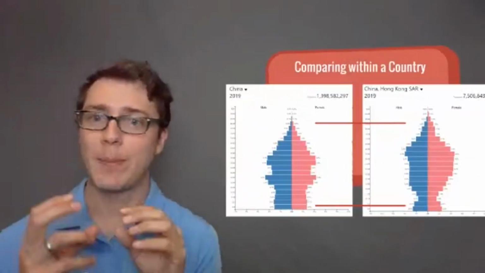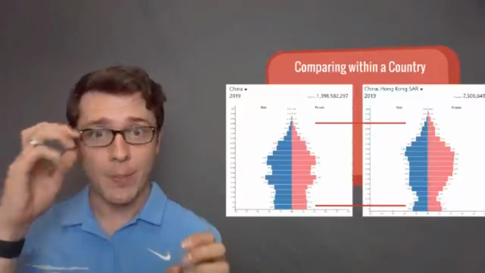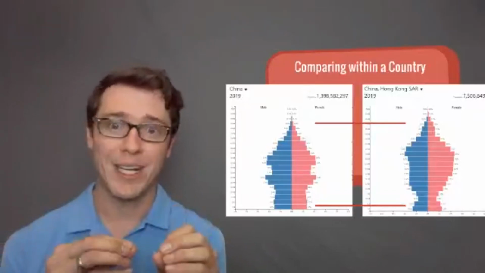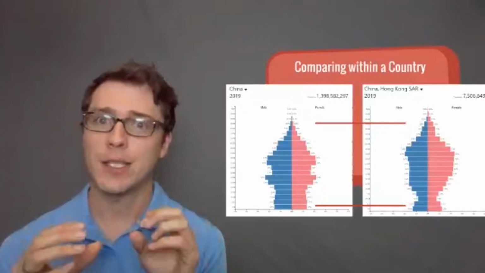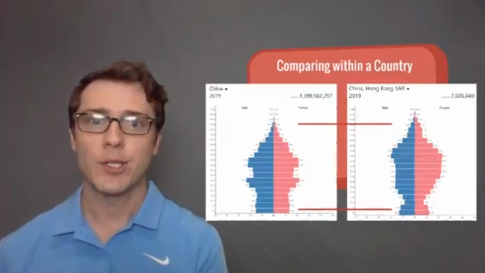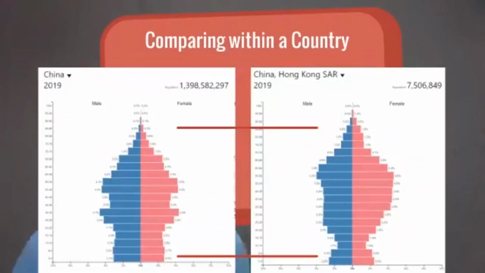So you don't just have to compare different countries. You can look at the population pyramids of regions within a country, and that can help us to see things specifically about the region. So let's look at China and Hong Kong. Hong Kong is a part of China, but they're also somewhat independent of China. You can see that China is at 1.4 billion people, and Hong Kong has 7.5 million people.